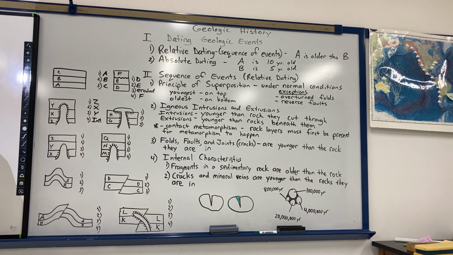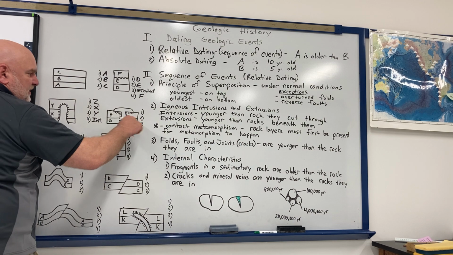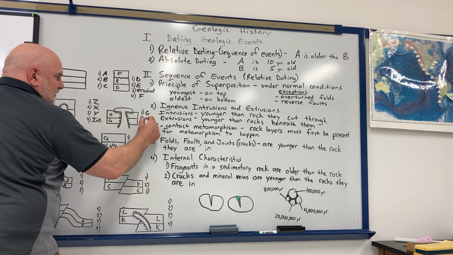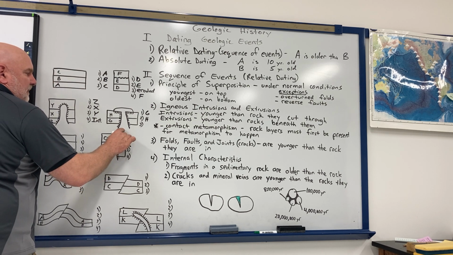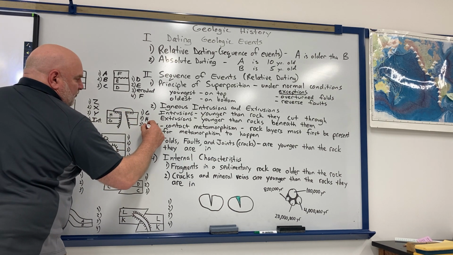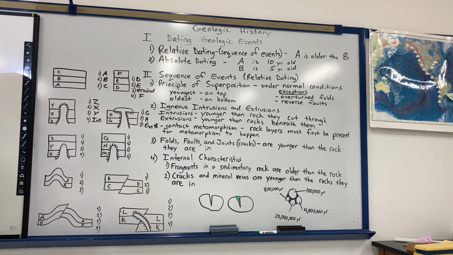All right? For this guy here, G formed first, H formed second, right? And then this magma came up, reached all the way to the surface, and then started flowing across the surface. We call that an extrusion. So put EXT for extrusion.